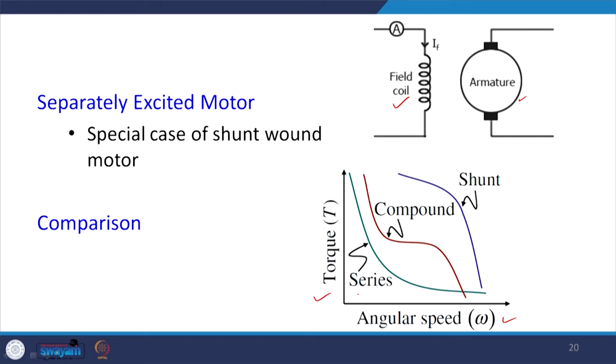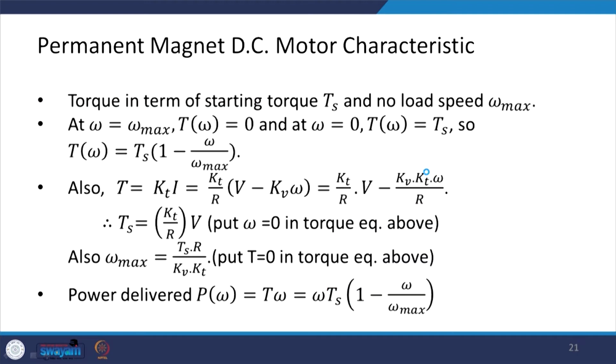Now, if I look at the torque and angular speed characteristic of these three motors, this is the behavior for the series wound, this is the behavior for the compound wound, and this is the behavior for the shunt wound. You can see that the compound wound characteristic is in between that of the series and shunt wound motors. Next, let us look at the permanent magnet DC motor characteristic.